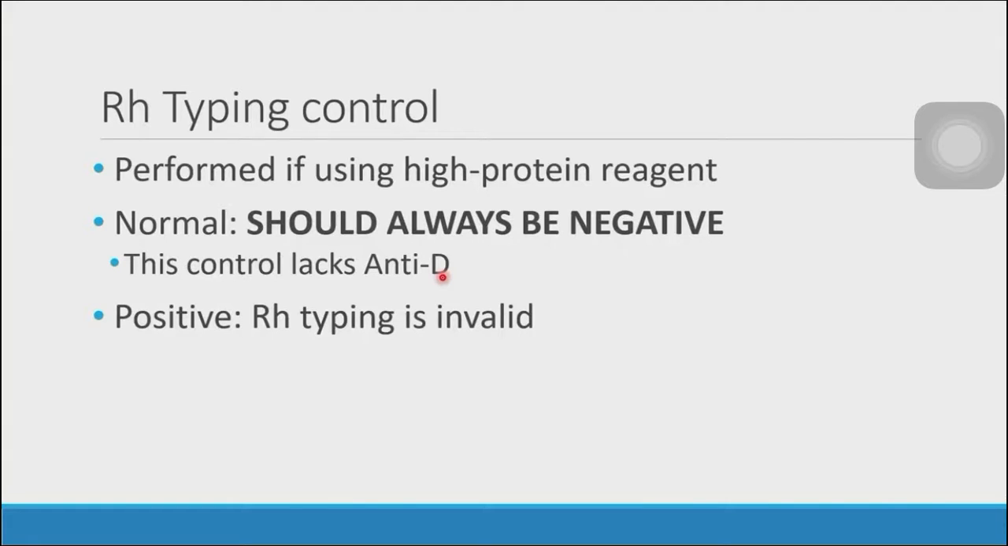So what if positive yung result mo here? Okay, yung RH typing mo with that patient, invalid. Invalid siya.